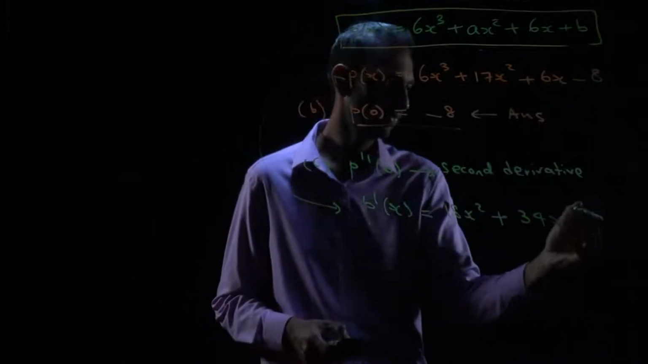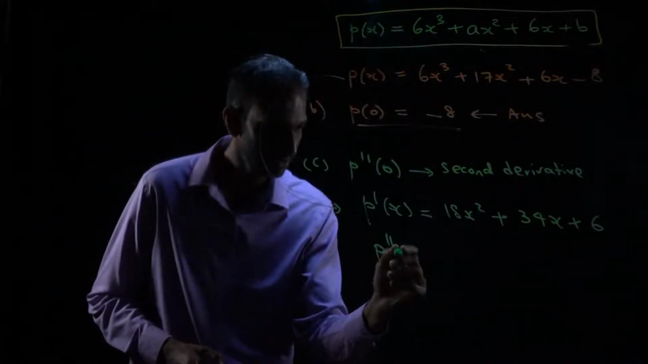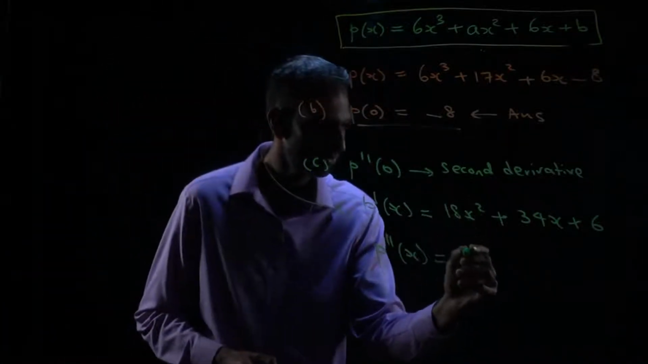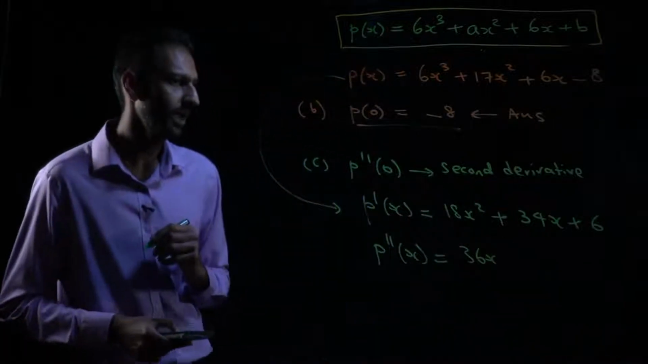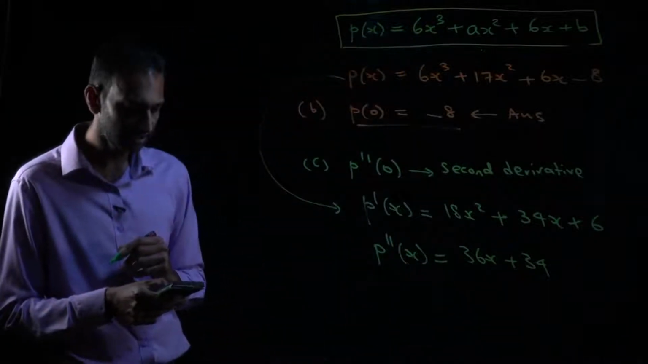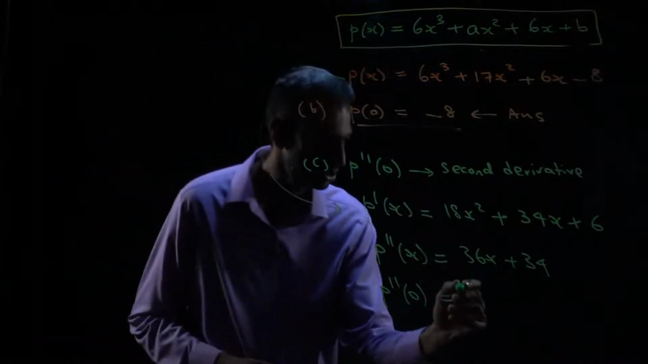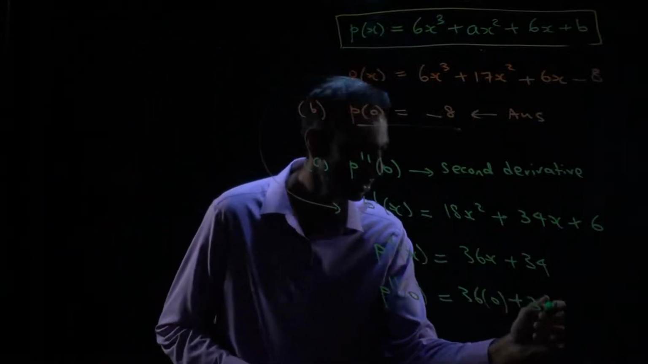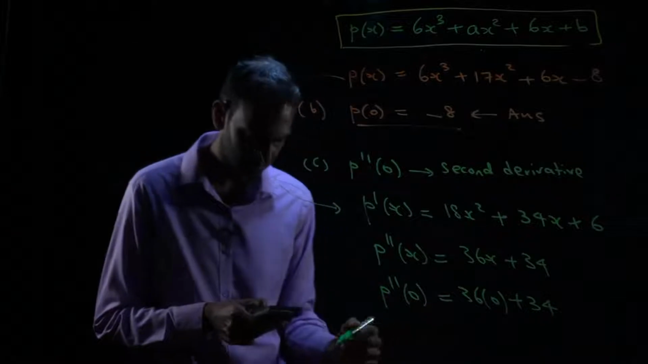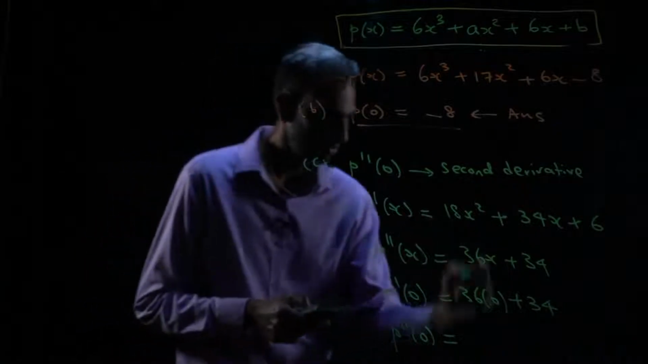Derivative of 6x with respect to x, we get 6. Let's find the second derivative, p''(x). 18 times 2 is 36x. Good. Differentiation of 34x is 34. Differentiation of 6 is 0. We need to find the value of p''(0), so we just substitute the 0 in the above expression for the second derivative. So p''(0) is 34.